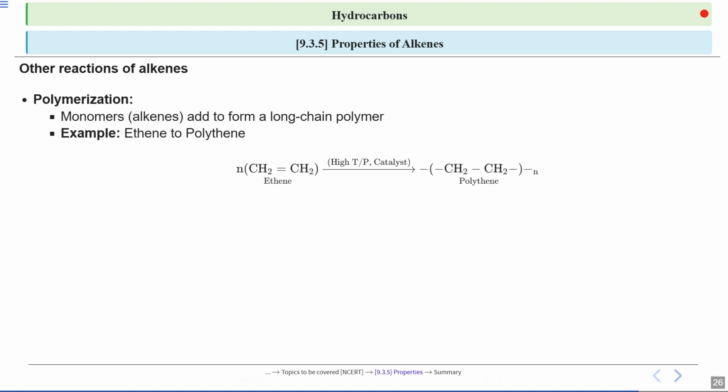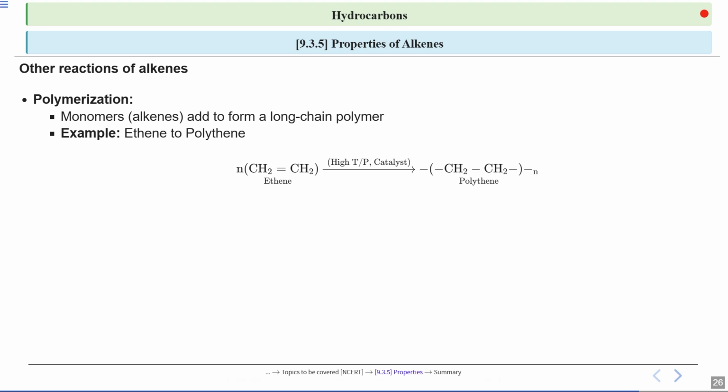Right? For example, we are taking ethene molecule, which has the molecular formula CH2=CH2. Now, under combined high temperature and pressure along with a catalyst, they form polyethene, also known as polythene. The reaction can be written as n moles of CH2=CH2 leading to the formation of polythene. So this n written in the subscript represents that your CH2 unit is being repeated n times.